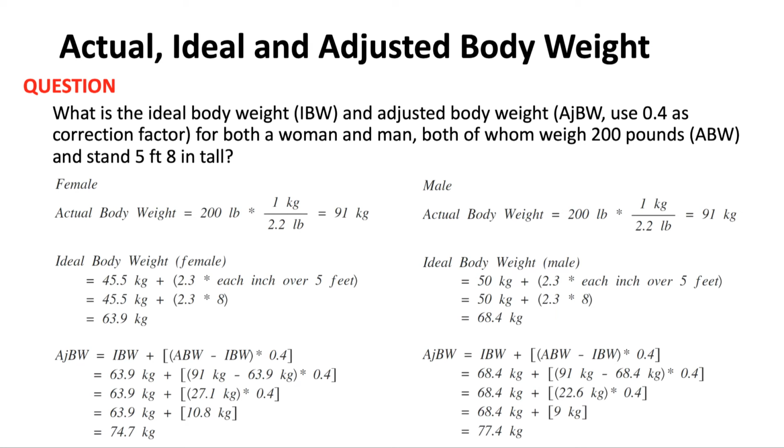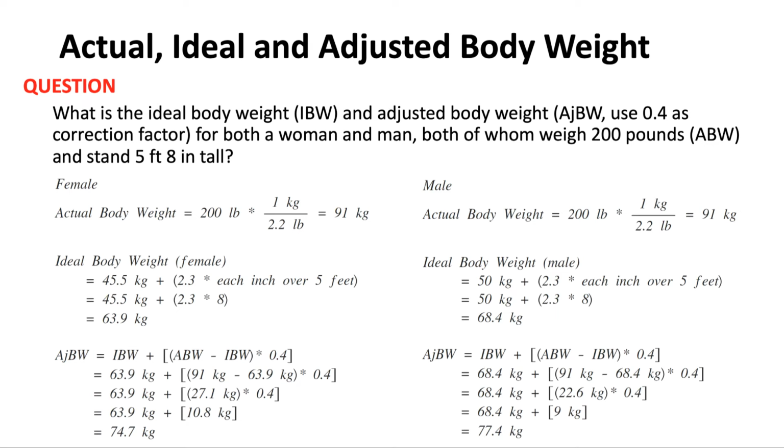I show you my calculations on the left for female and on the right for male, and we'll go through both genders, but let's do one weight at a time. On the left-hand side for female, let's take her actual body weight and convert it to kilograms so we can compare our results all in kilograms. She weighs 200 pounds. To convert 200 pounds to kilograms, we multiply by 1 kilogram per 2.2 pounds. The pounds units cancel, and 200 divided by 2.2 is equal to 91 kilograms.